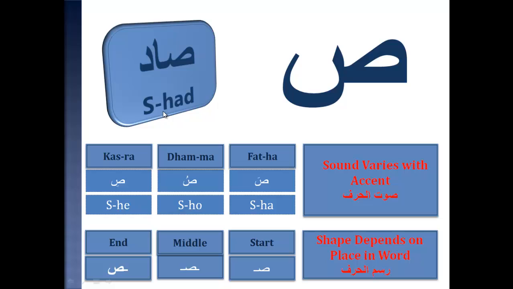The next letter is sad. The three basic sounds are sa, su, and si. Similar to the sin and shin, only the front of the letter sad is written in the beginning and the middle, and the full shape of the letter is written at the end as shown here.